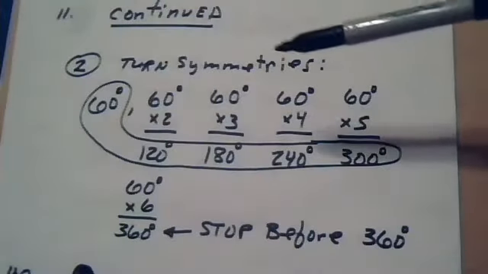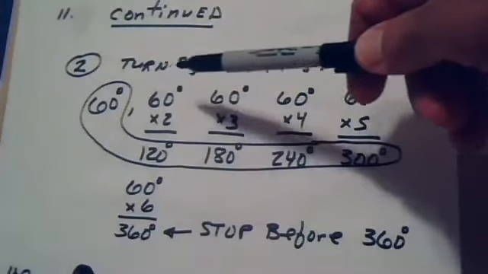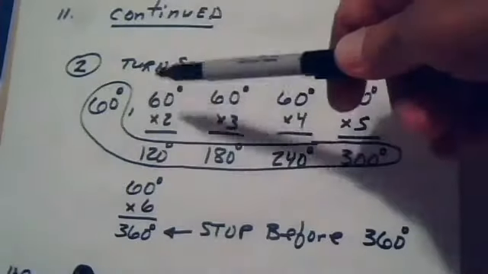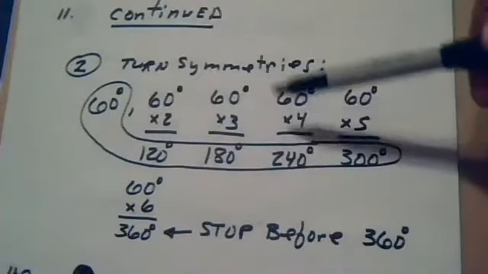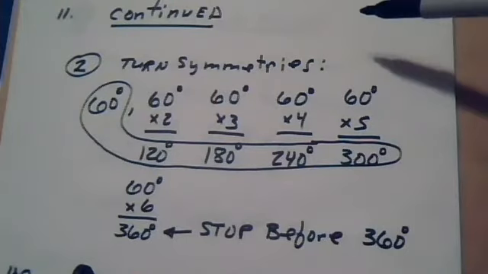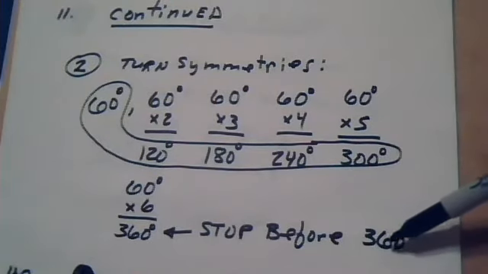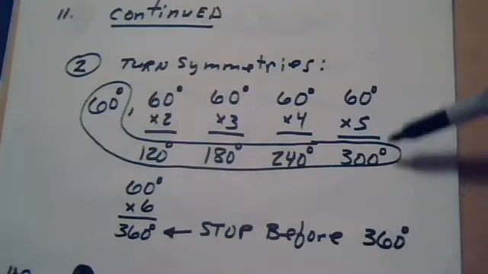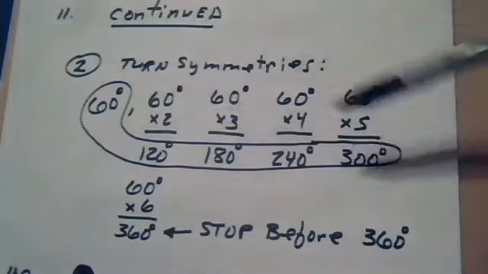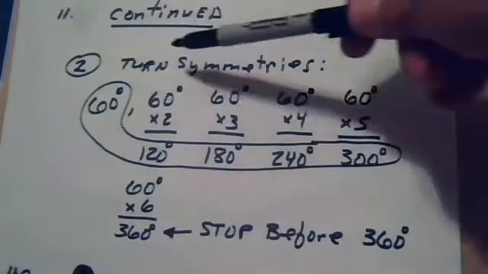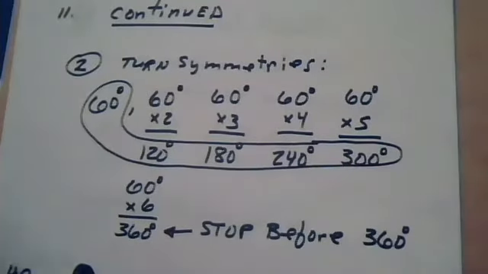If you want to find the other turn symmetries, just find multiples of 60. So 60 times 2, 60 times 3, 60 times 4, 60 times 5. Where do you stop? Well, you can hit 360. So all the ones that came before 360 are going to be called the turn symmetries.